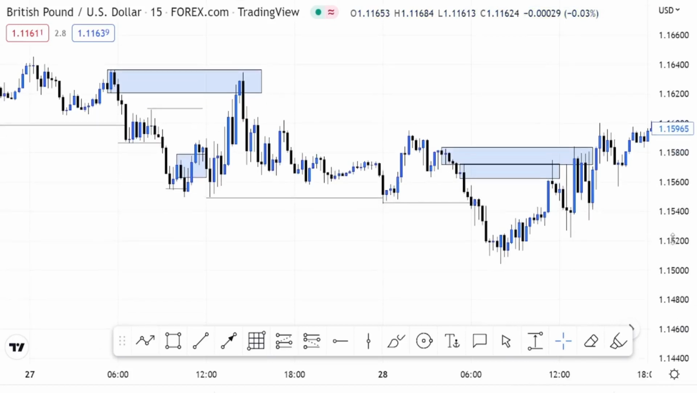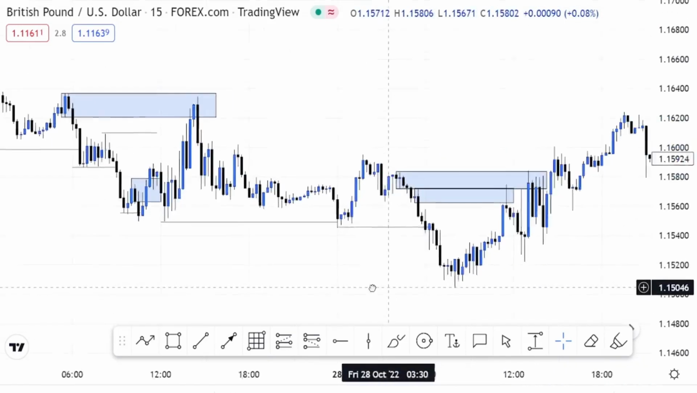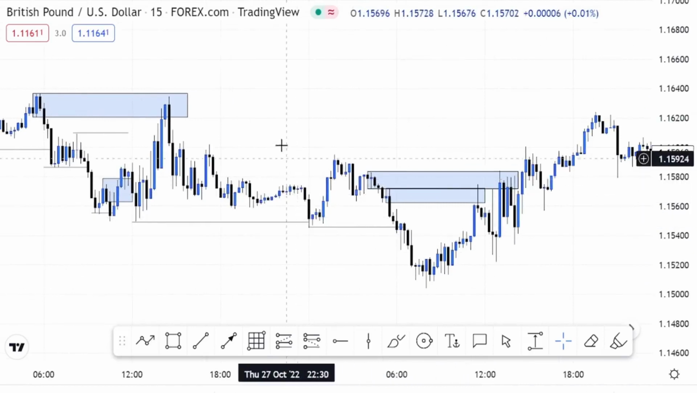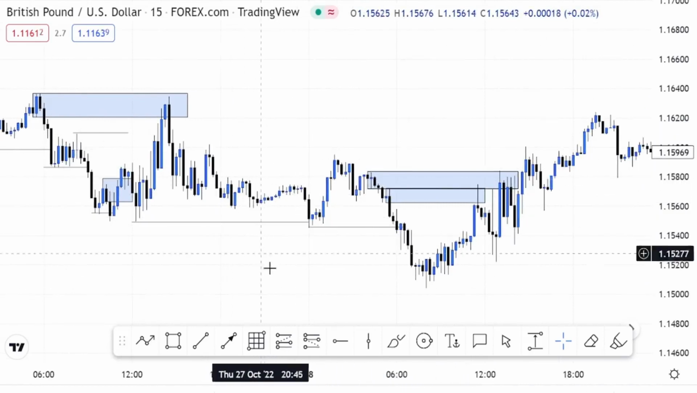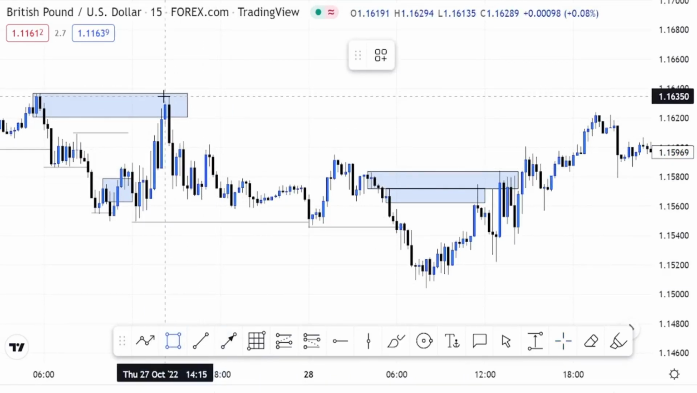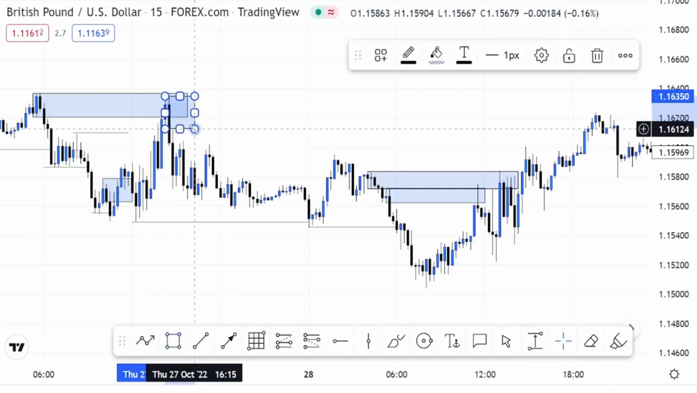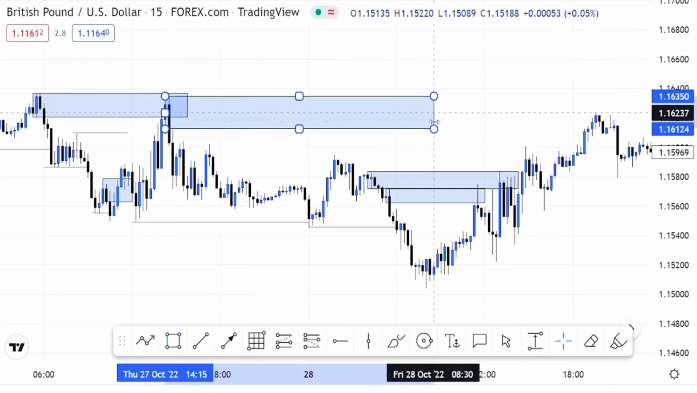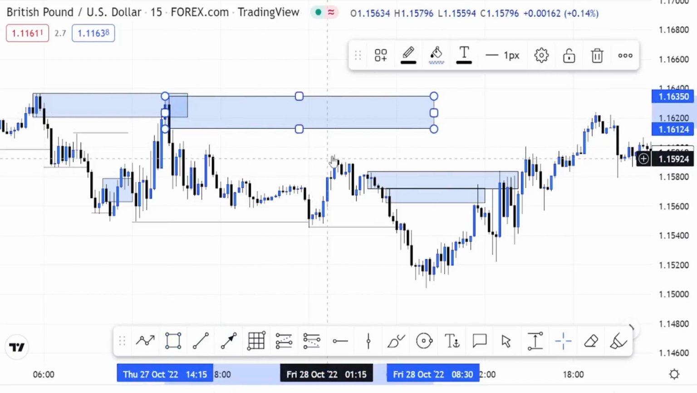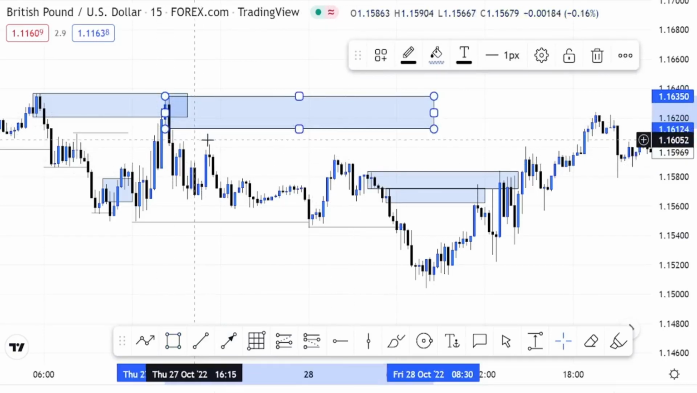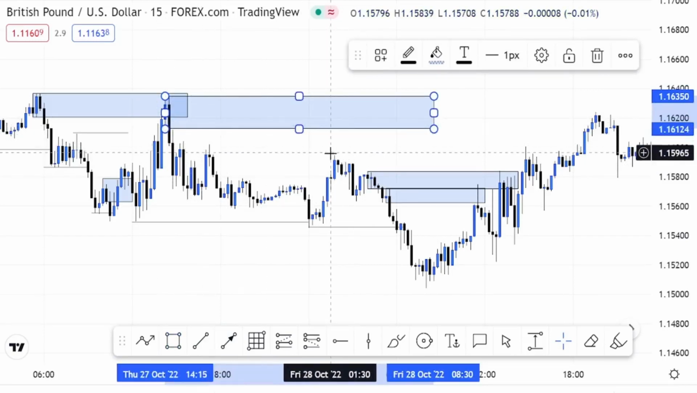Now where is your high resistance OB? This is your high resistance OB. Take a look at this OB here, guys. I want you to take note of it. Why? Because there is this liquidity in front of it. Look at it. Liquidity here. There is this liquidity here.